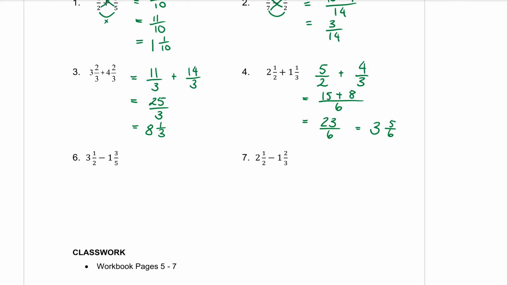Question 6, we want to subtract. So let's first of all change them into improper fractions. So the first one, there's a 2 on the bottom. Leave it there. 2 times 3 is 6, plus the 1 is 7.